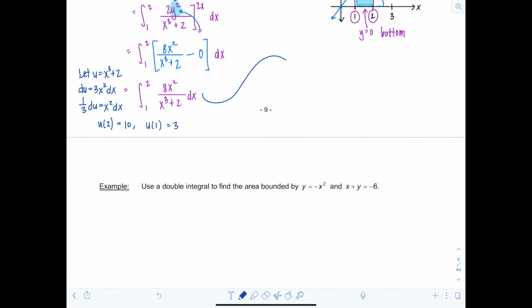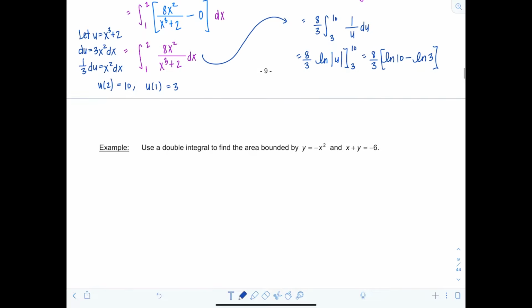So then now my integral becomes, let's pull that 8/3 outside. I'm going to have integral from 3 to 10 of 1 over u du. So this is going to be 8/3 natural log absolute value of u evaluated from 3 to 10, which I could write as 8/3 natural log of 10 minus natural log of 3. And of course, the finishing touch, you write that as 8/3 ln 10/3, right? Nicely done.